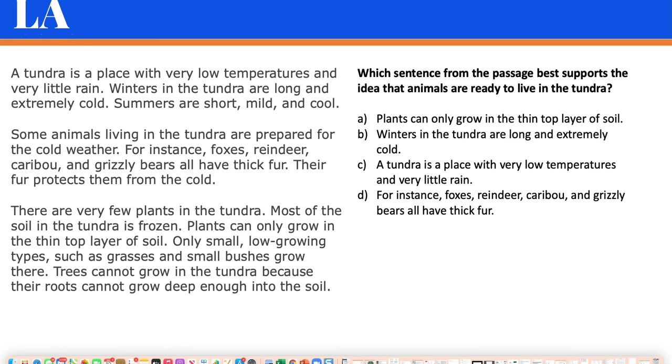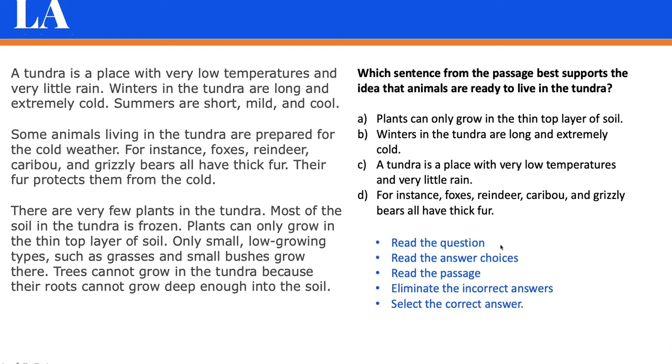In this example, we have the passage on the left and the question and answer choices on the right. We're going to follow our test taking strategies: read the question first, then read the answer choices, read the passage, eliminate the incorrect answers, and then select the correct answer. Because this question is asking us to identify the statement that best supports, we know we need to find the main idea, and then once we find it, we need to switch the main idea into a question.